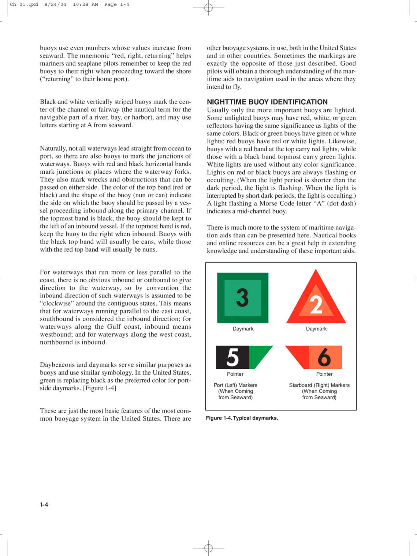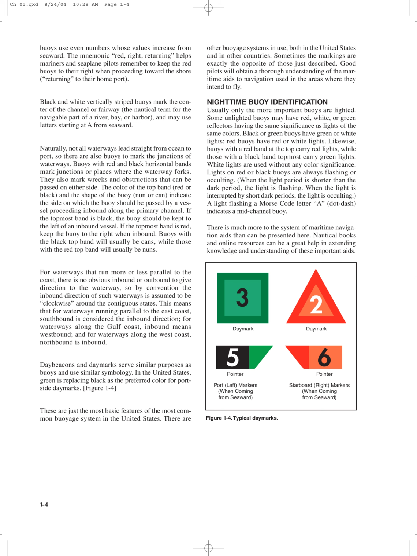Nighttime buoy identification. Usually only the more important buoys are lighted. Some unlighted buoys may have red, white, or green reflectors having the same significance as lights of the same colors. Black or green buoys have green or white lights, red buoys have red or white lights. Likewise, buoys with a red band at the top carry red lights, while those with a black band topmost carry green lights. White lights are used without any color significance.